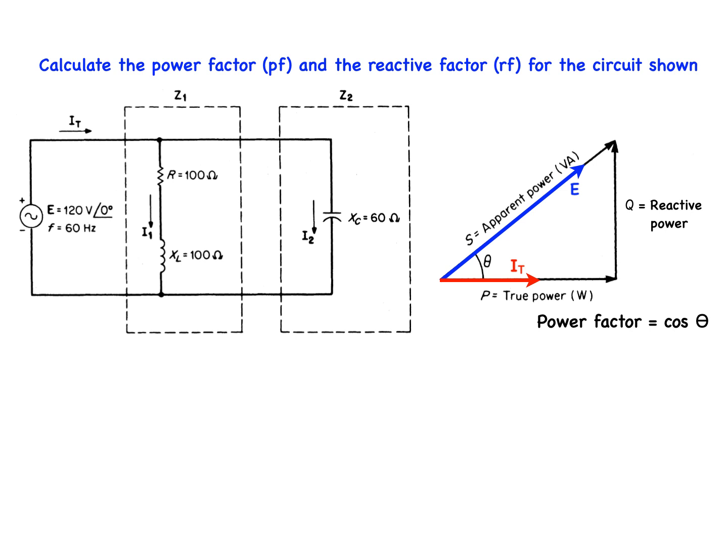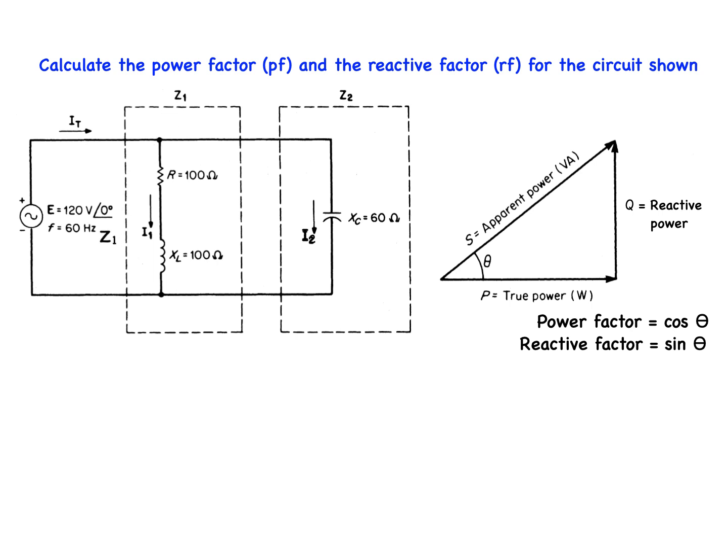The reactive factor is the numerical ratio between the reactive power and the apparent power of the circuit or load. This ratio is equal to the sine of the power factor angle. RF is equal to sine theta, which is also equal to Q divided by S.